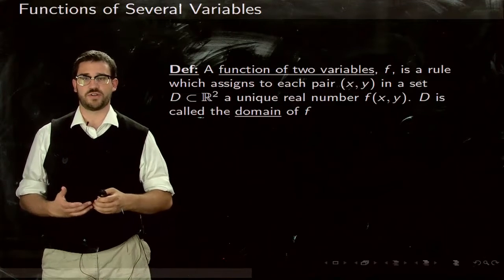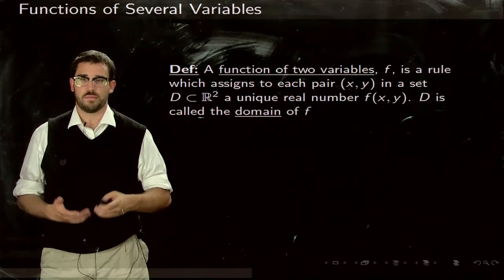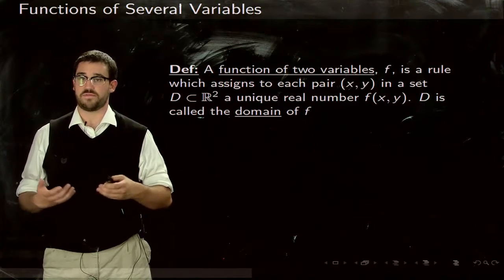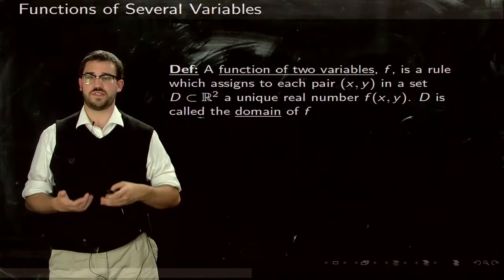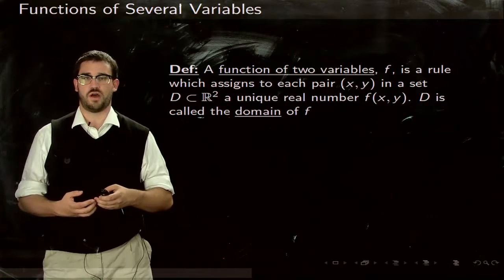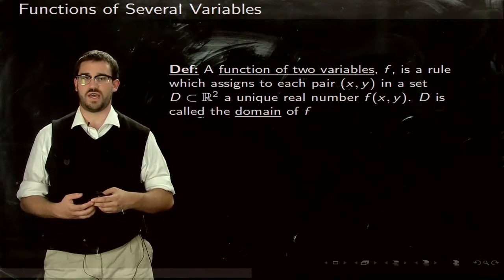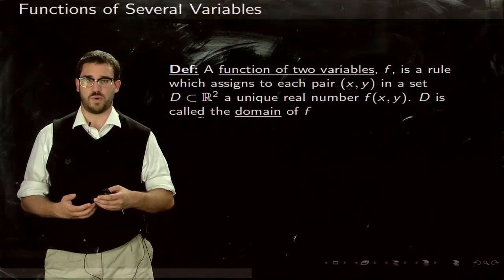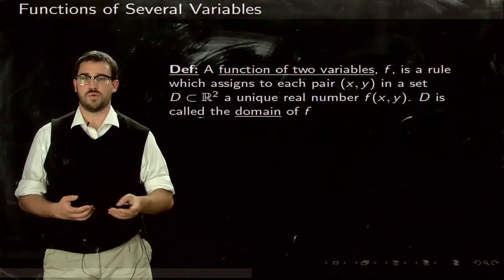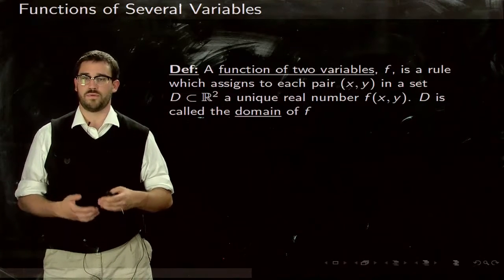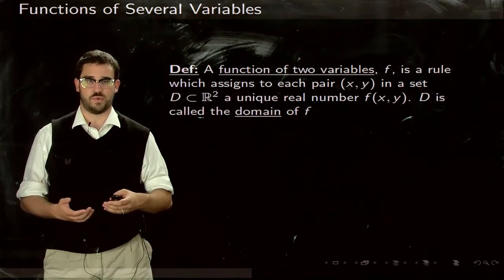Let's talk about functions of several variables. Previously, we had discussed f of x and that being a function of one variable, and this is the generalization of it. So let's start with this definition. A function of two variables, f, is a rule which assigns to each pair x, y in a set D, which is a subset of R2, a unique real number, denoted f of x, y.